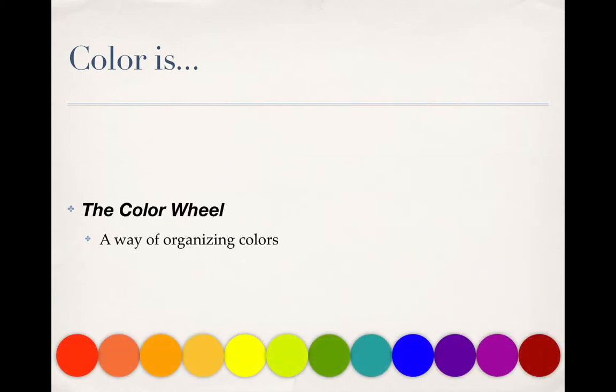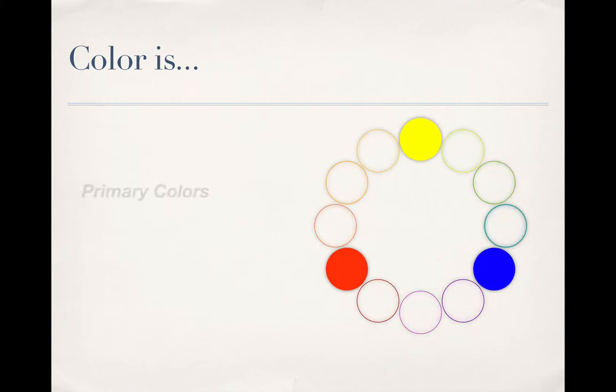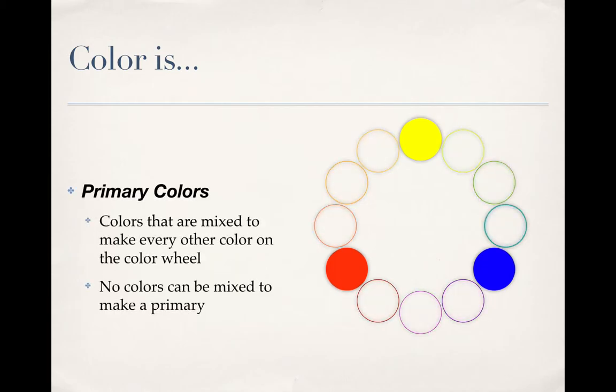So before we talk about color schemes, we need to look at how we organize colors a little bit. One of the tools that we use for this is the color wheel, and this is a spectrum that's simply bent into a circle. By bending it into the circle, we can now start to look at different relationships between the colors. Some of the very basic relationships are primary, secondary, and intermediate colors.